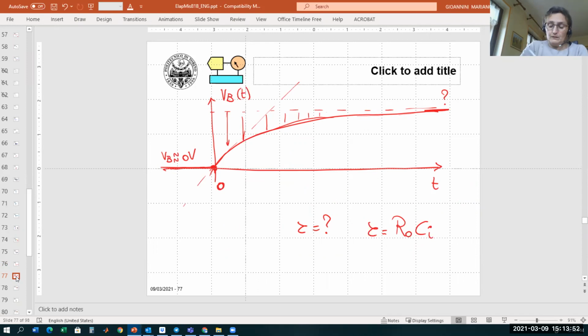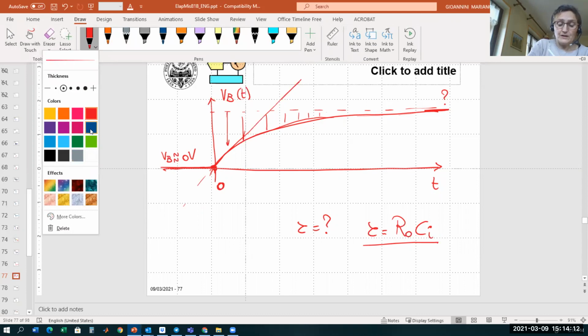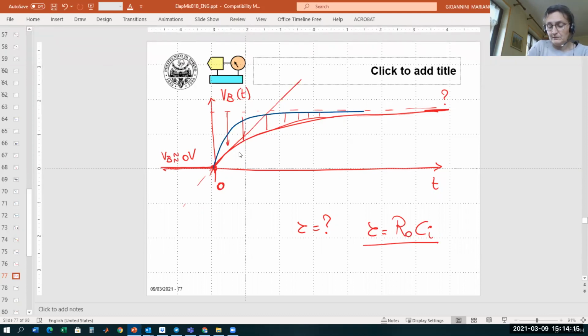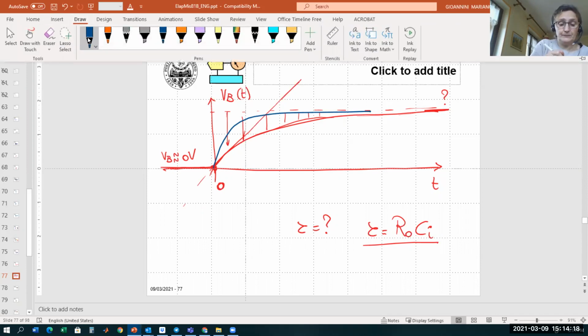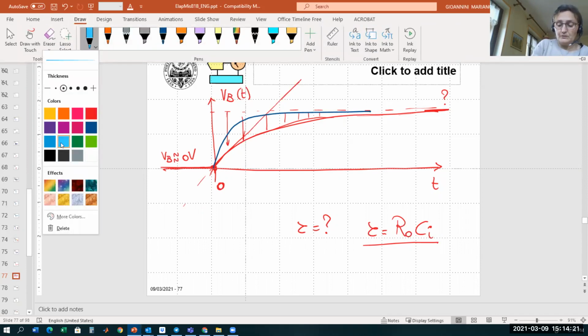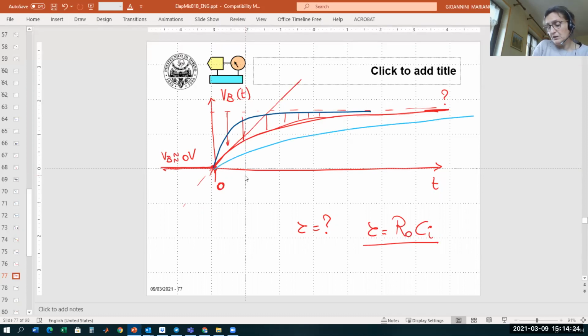Okay? This time constant is basically the slope of this line, right? That is a measure of how fast the exponential varies. So if tau is very small, I will have a very fast transient. So for example, something like that. If tau is big, the transient will be very, very long. Okay, clear? Is it clear? Good.